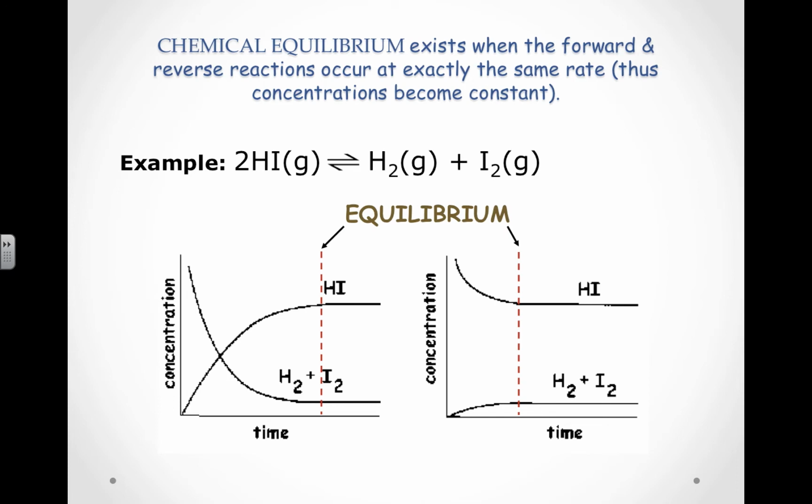Okay. So chemical equilibrium exists when the forward and the reverse reactions occur at exactly the same rate. And hence, the concentrations of those reactants and products remain constant.